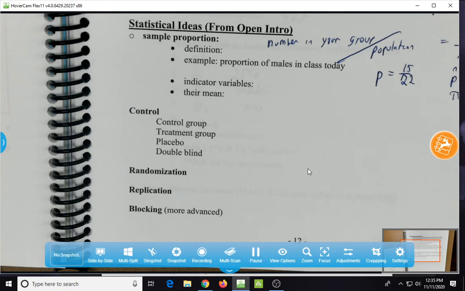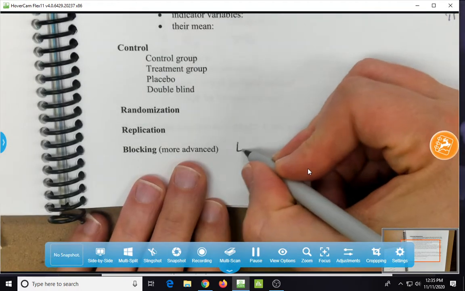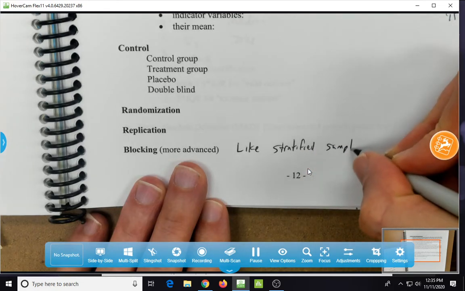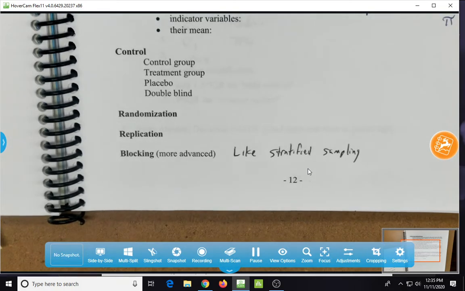Blocking, on the other hand, is sort of stratification. So you break down your groups into smaller parts. So you may have a randomly selected population of humans, and then you might put them into age groups, gender, or even work groups. So you might have like 9 blocks. You cut down the variation within each of those parts, and essentially it's like stratification. So we'll write that there. This is like stratified sampling, only instead you're going to do experiments on it.